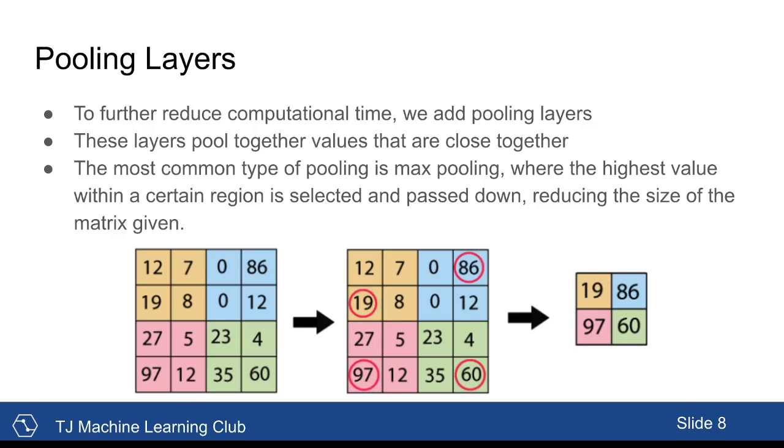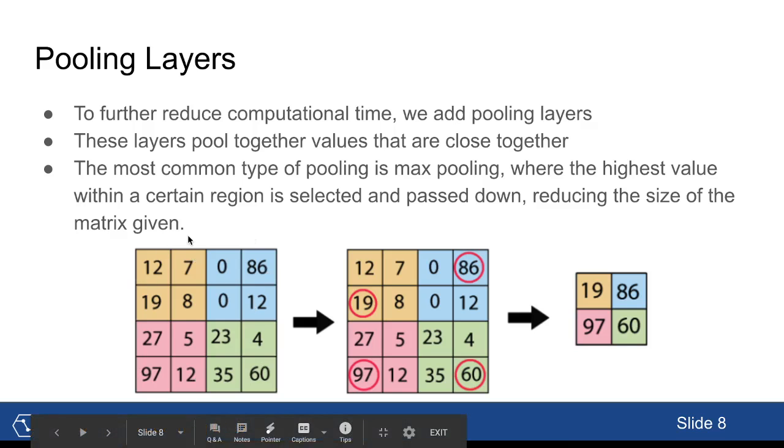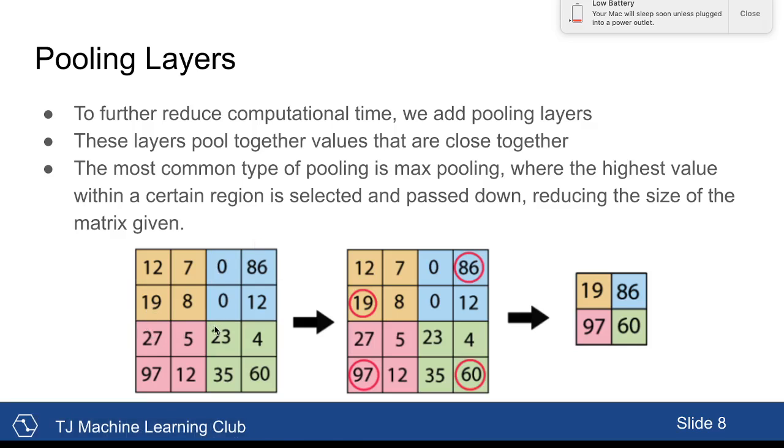The most common type of pooling is max pooling, where you take the highest value within a certain region, and based on this logic, you can reduce the size of your matrix significantly. So here, if we have this 4x4 matrix and we're splitting it into these 2x2 regions, we look at the top left corner, the top right corner, the bottom left, and the bottom right, and based on that, we can easily figure out the max.